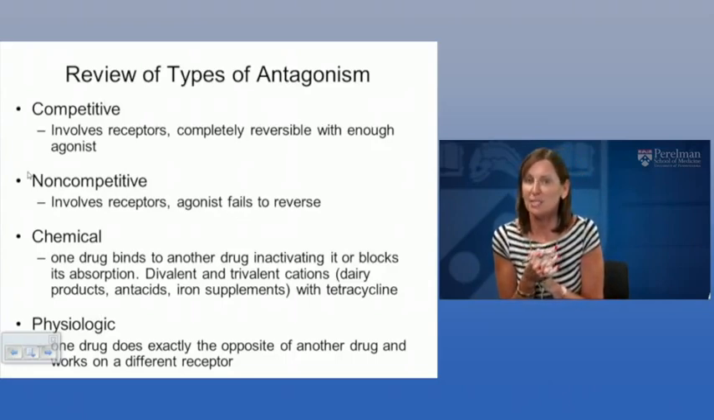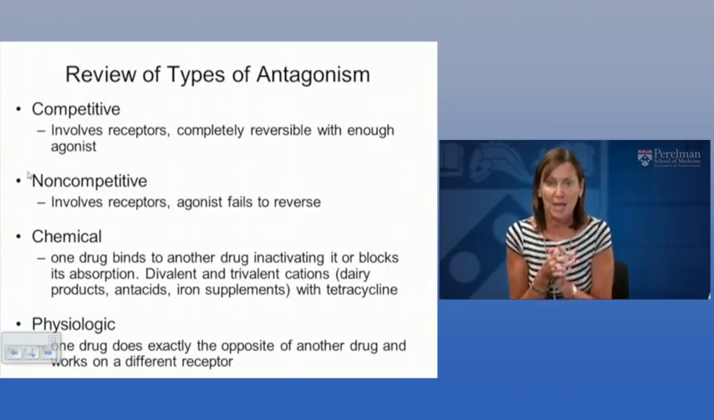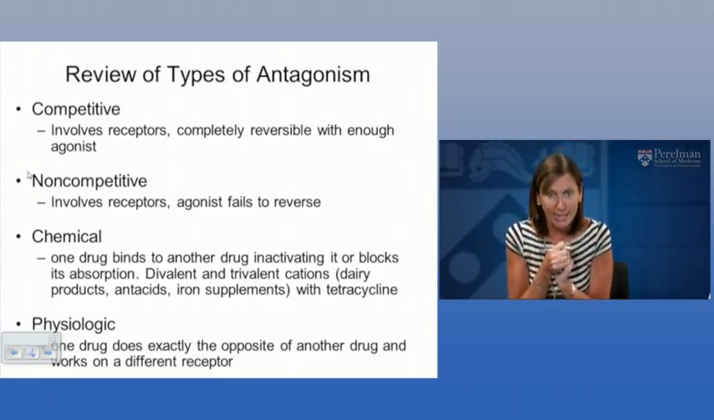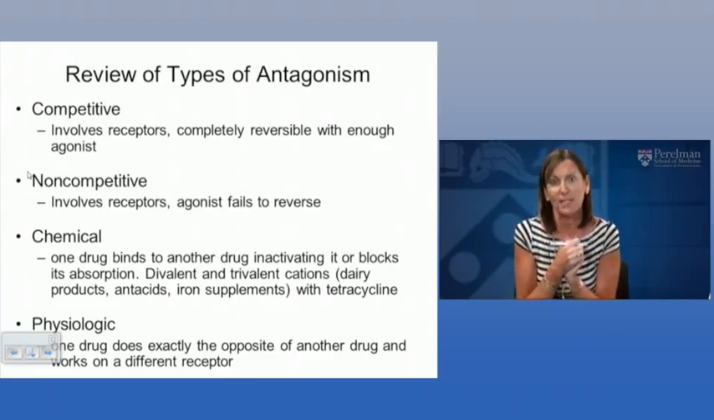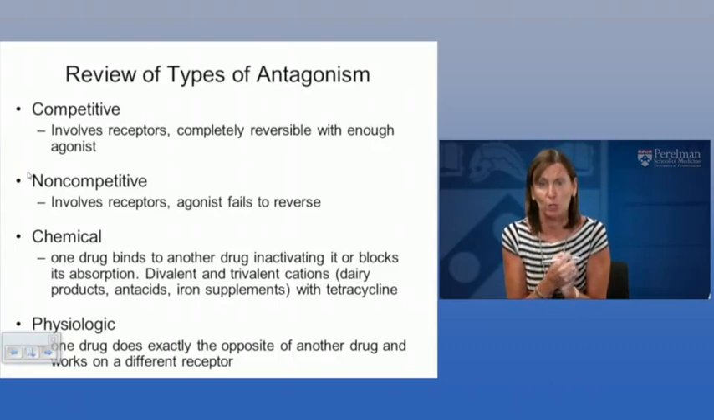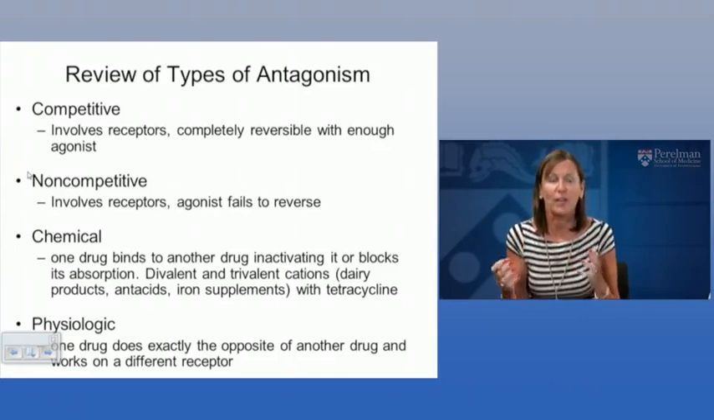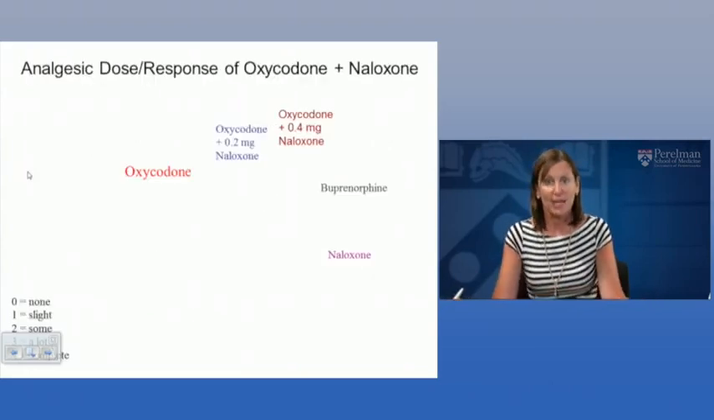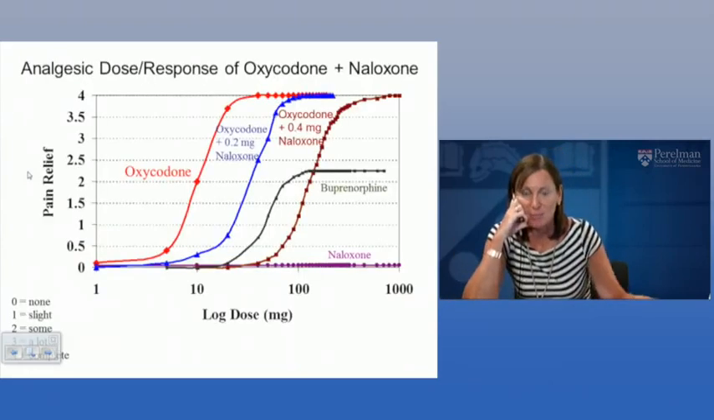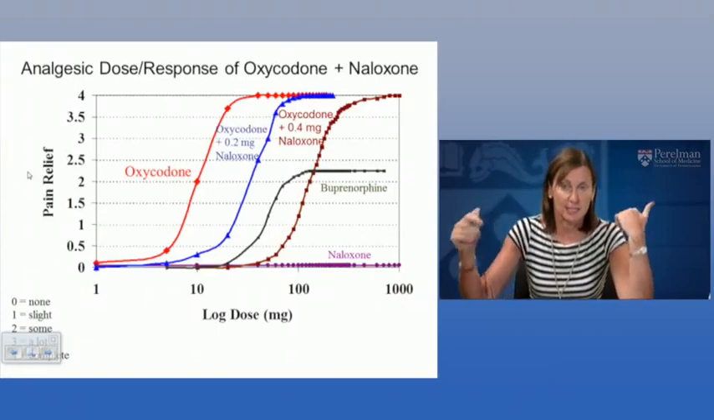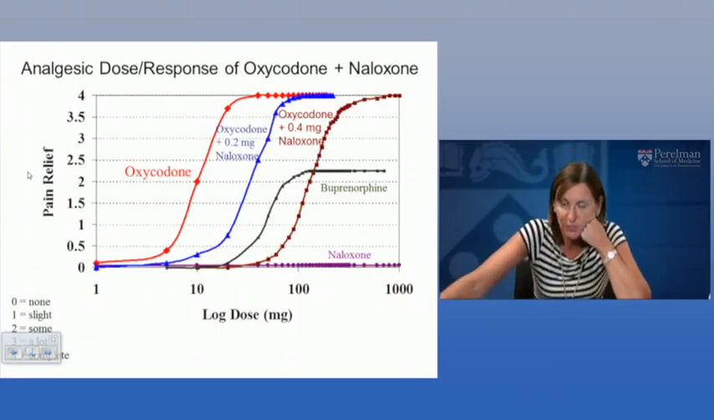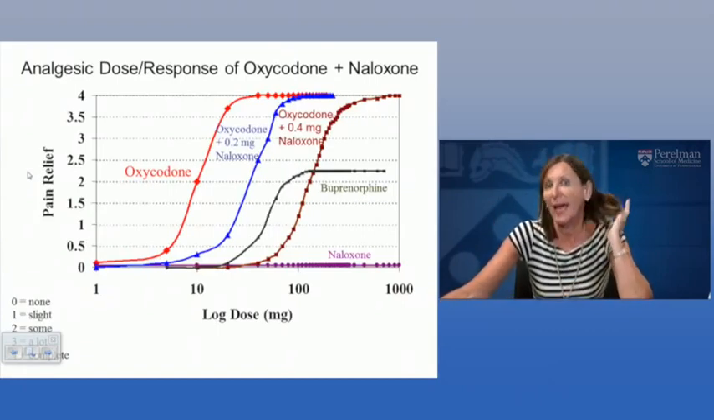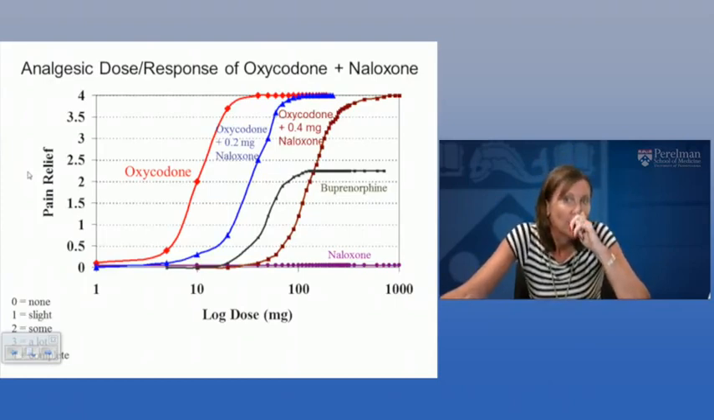Non-competitive antagonists, even though they involve receptors, bind so tightly that you don't have this on-off phenomenon, so it doesn't make any difference how much more agonist you give, it fails to reverse the effect of the non-competitive antagonist. And we're going to look at some examples here. So using the same curve that I showed you previously, we have 5 different dose response curves. Now remember what we said.